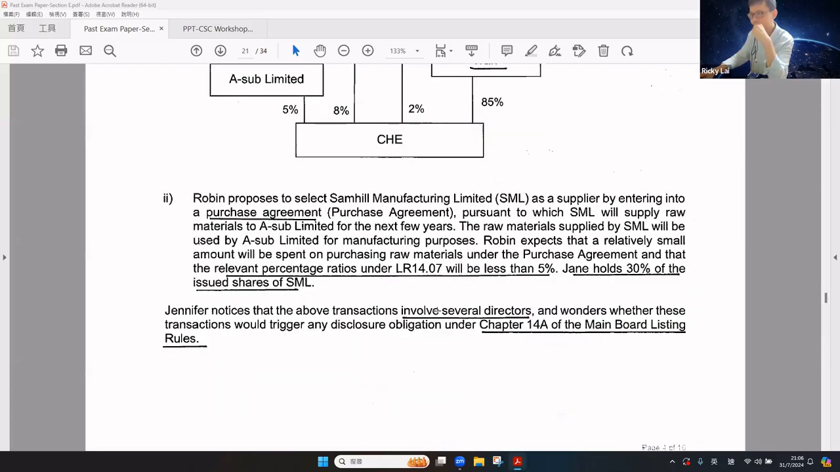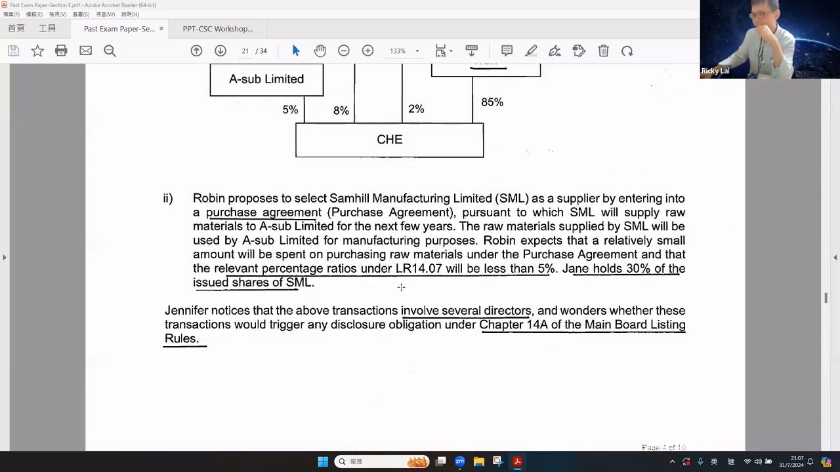Regarding the second agreement, the CFO proposed to select HML as a supplier by entering into a purchase agreement. The supplier will supply raw material to the subsidiary. The raw material supplied will be used by the subsidiary for the manufacturing process. The CFO expects that a relatively small amount will be spent on purchasing raw material under the purchase agreement, and all the percentage ratios will be less than 5%.